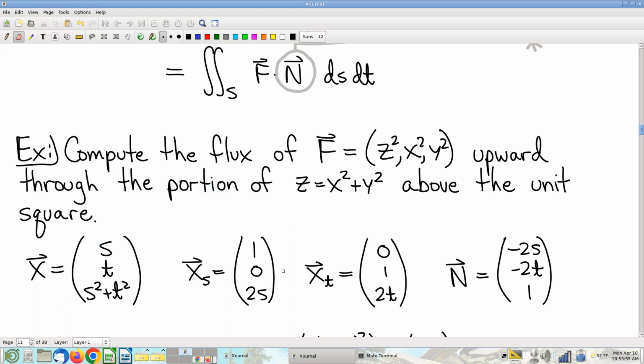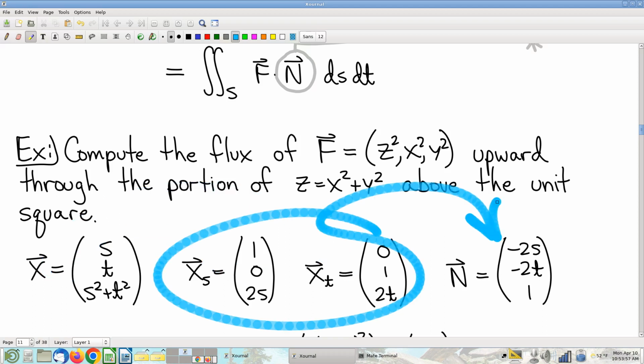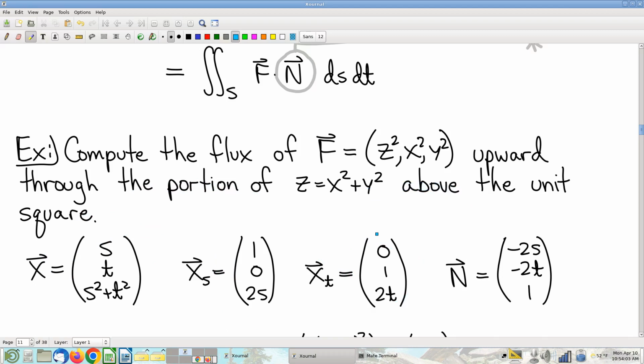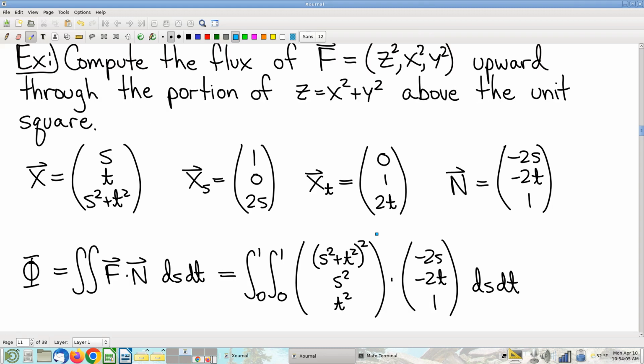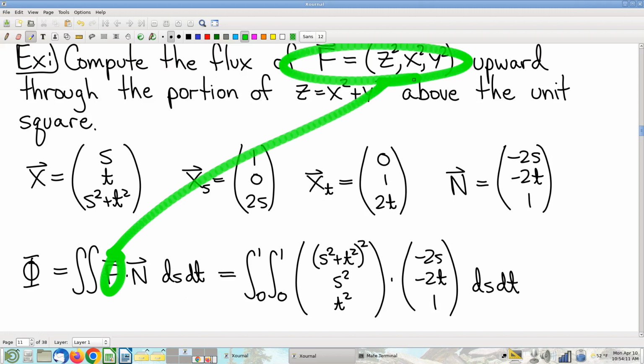We take their cross product. It's easy to crank that out, as it turns out. Let's see here. We plug and chug. Our vector field is that, which is this, believe it or not.